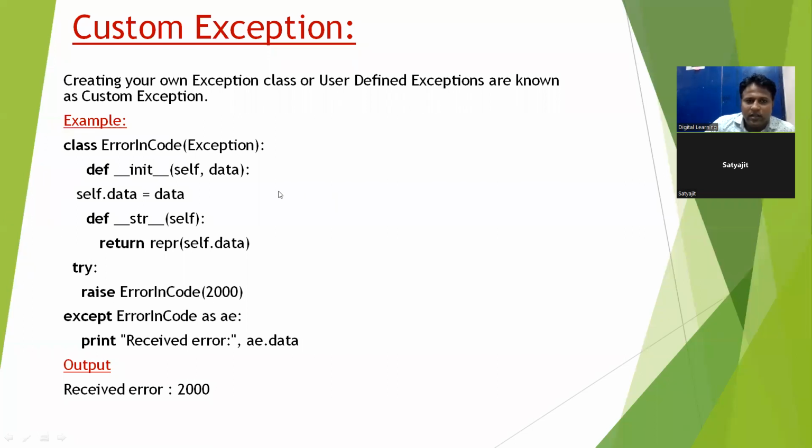Custom exception. Creating your own exception class, or user-defined exceptions, are known as custom exceptions. Creating your own exception class. Define the class error in code. This is a constructor, the init constructor. Then we use try and except statements. This is a custom exception, right?